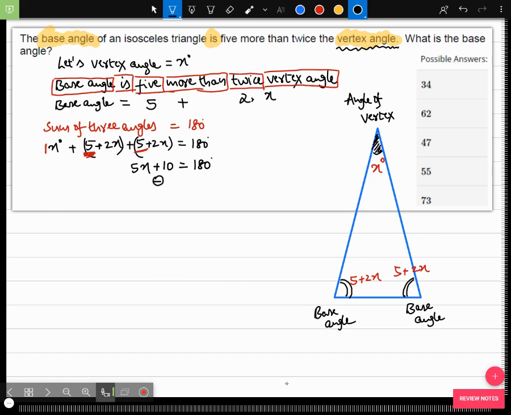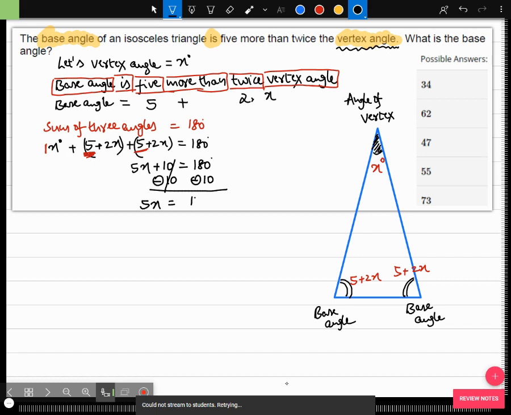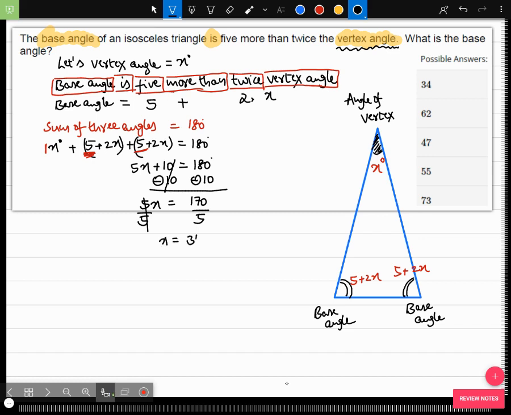Here onwards it's a very easy task by taking the inverse operation. 5x equals 170, division by 5, x is 34. But this is not the end of the story, because the question is, what is the base angle? We know that base angle is 5 plus 2x. Base angle equals 5 plus 2x.